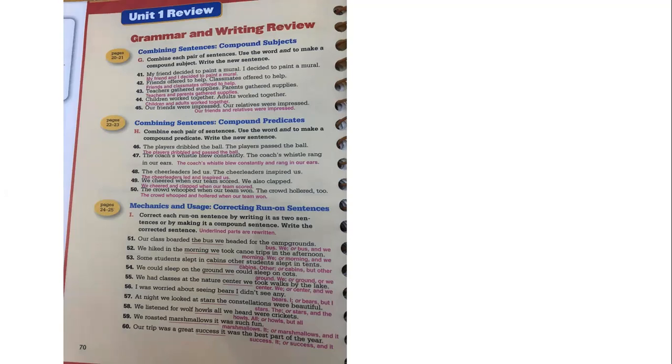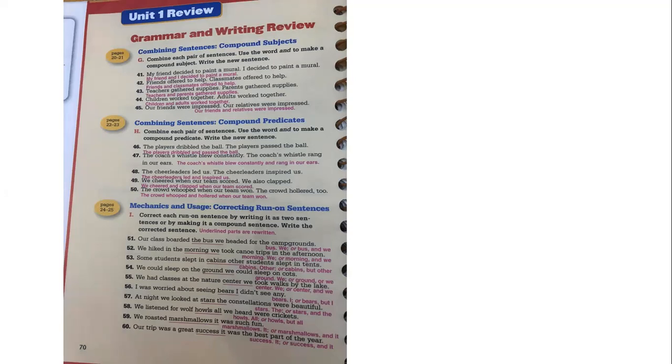Number 48: The cheerleaders led us. The cheerleaders inspired us. Again, guys, we have the same subject and different predicates. How do we combine them? The cheerleaders led and inspired us. We cheered when our team scored. We also clapped. We cheered and clapped when our team scored. Number 50: The crowd whooped when our team won. The crowd hollered too. The crowd whooped and hollered when our team won.